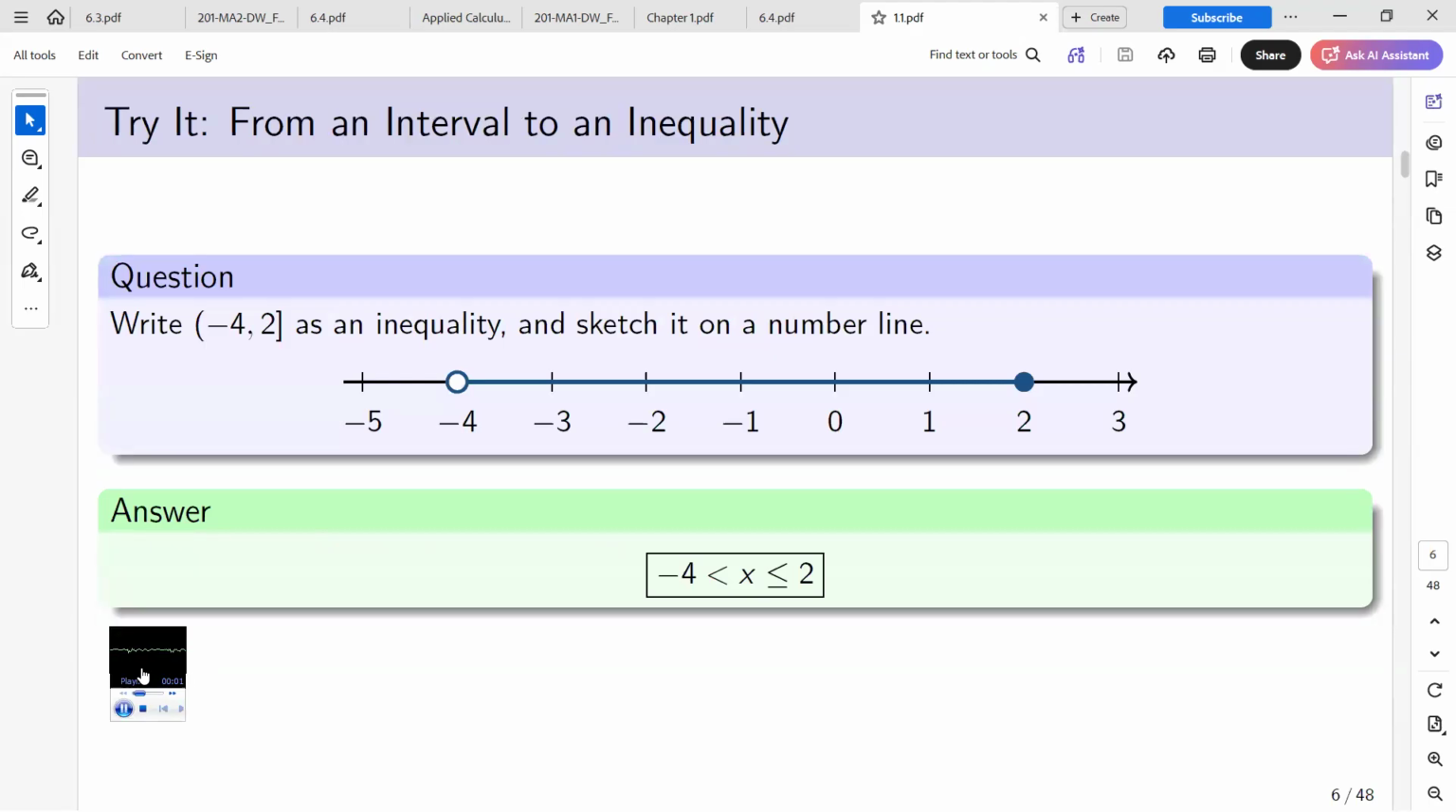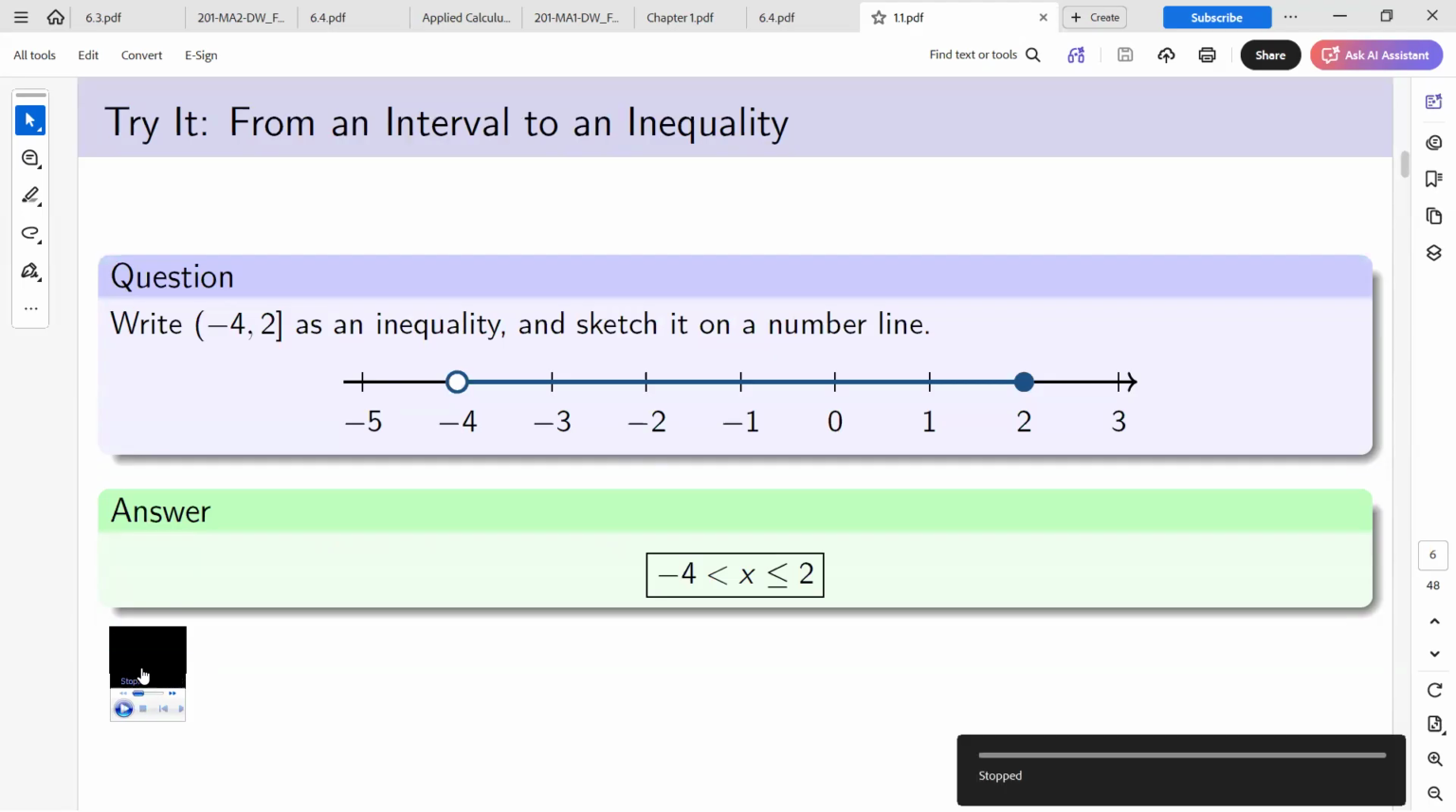The open circle at -4 means that endpoint is excluded. The filled circle at 2 means 2 is included. Therefore, x is greater than -4 and less than or equal to 2.